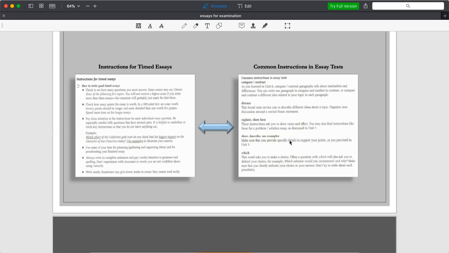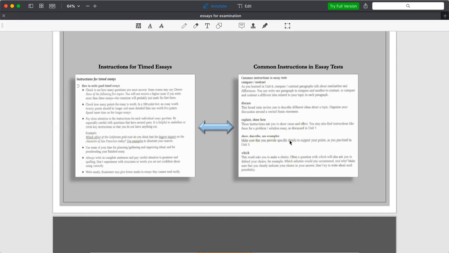Explain and show how. Those instructions ask you to show cause and effect. You may also find instructions like these for problem-solution essays, as discussed in the previous unit. Show, describe, and use examples. That's the most important thing. Use examples to make it more supportive.